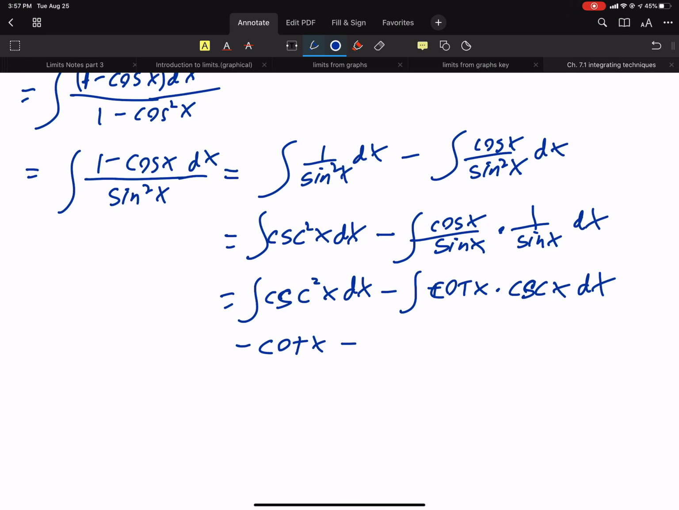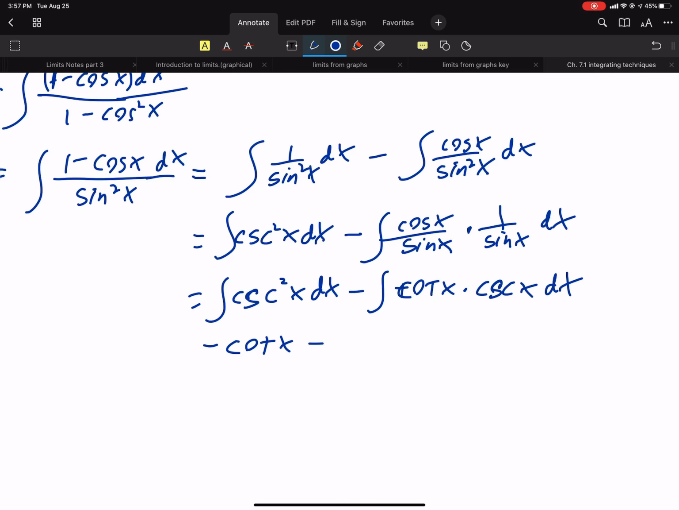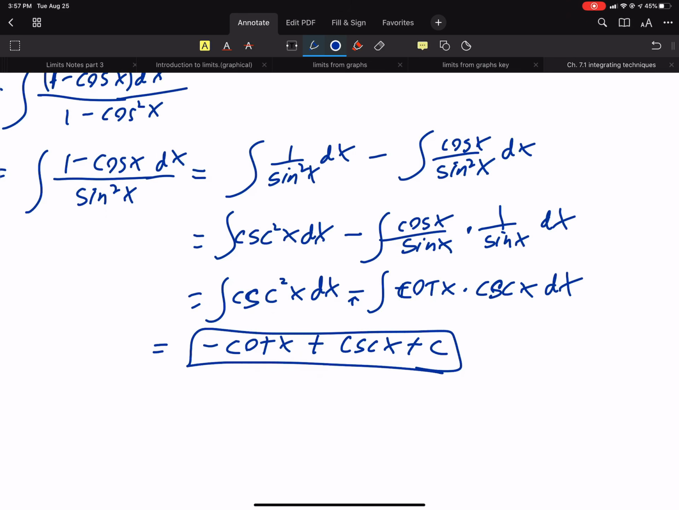And the derivative of what is cotan over cosecant? Hopefully you remember this. The derivative of cosecant is minus cosecant cotan. We already have the minus there, so it's going to be plus cosecant x. And we have our wonderful, beautiful answer there. So that's some crazy, mind-blowing integration.